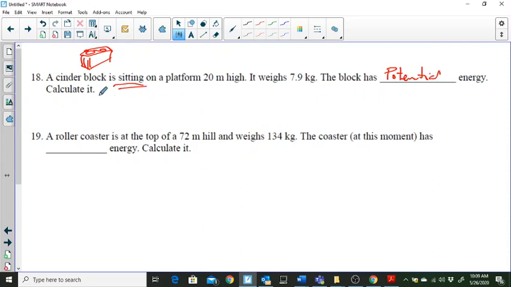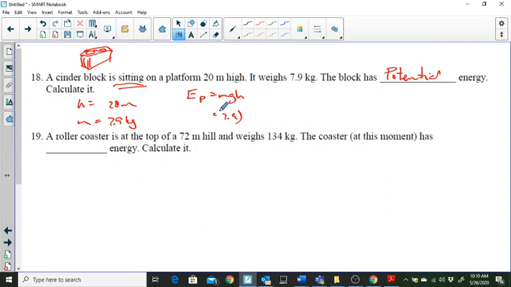All right, so let's go through and find our numbers. We have 20 meters. What does that represent? Well, that's our height. 7.9, 7.9 what? That's 7.9 kilograms. What do we measure in kilograms? Mass. We're calculating potential energy. What's the formula for potential energy? mgh.